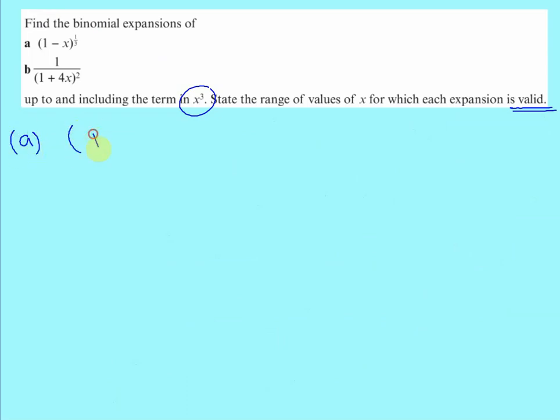So we've got 1 minus x to the third. So let's do it. So we've got 1 plus nx plus, I'm going to just write the formula out again. It's a good habit to get into, especially when you're learning something new. Just write it up every time.